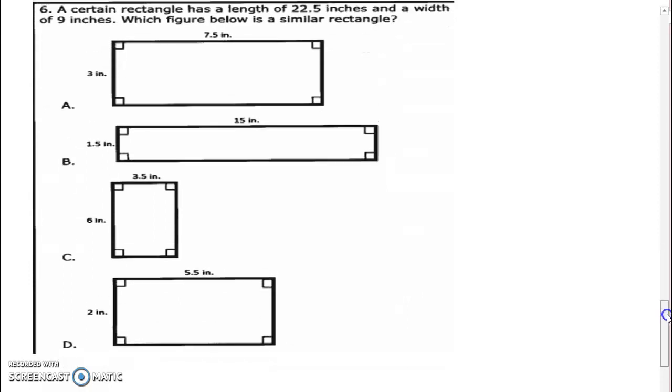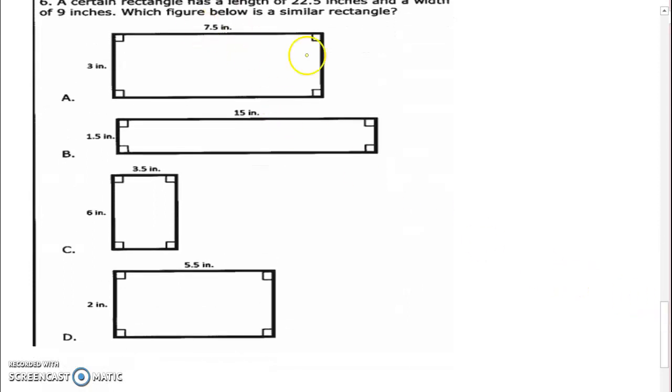The last one here, number 6. Again, we have similarity. Okay, so in this one, it's similar to the other ones, but it says that a certain rectangle has a length of 22.5 inches and a width of 9 inches. Okay, so it tells you the length and the width of one rectangle. Now I want to find one of these 4. It has to be similar to it.